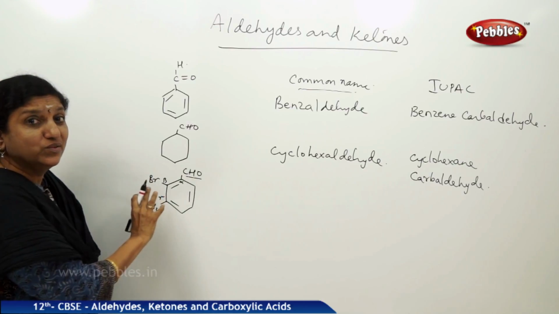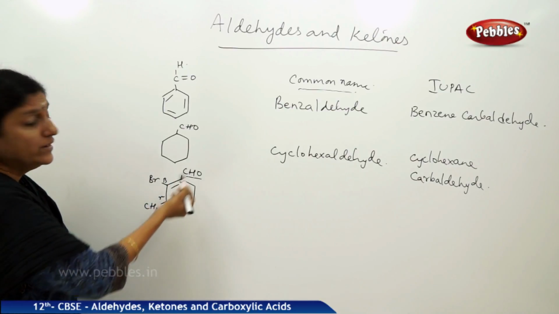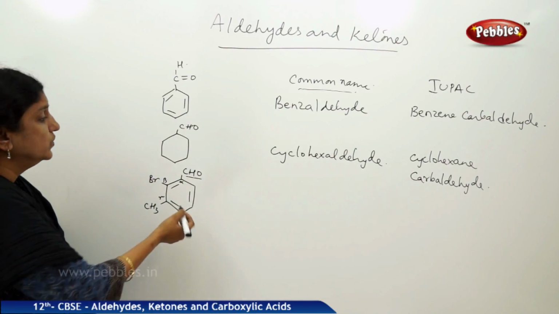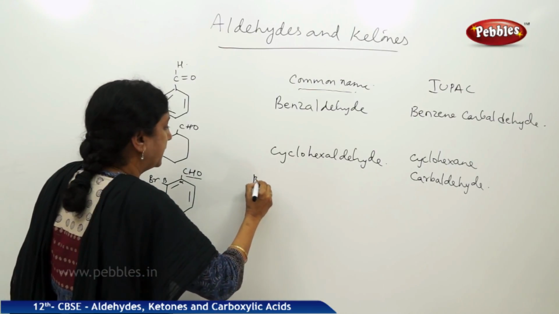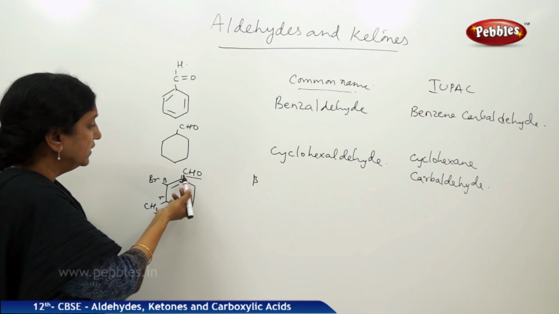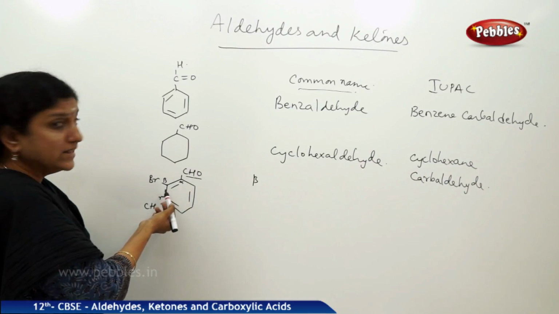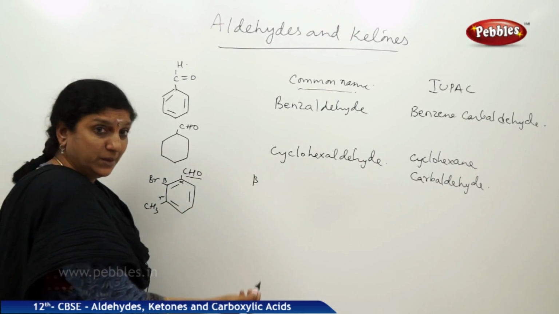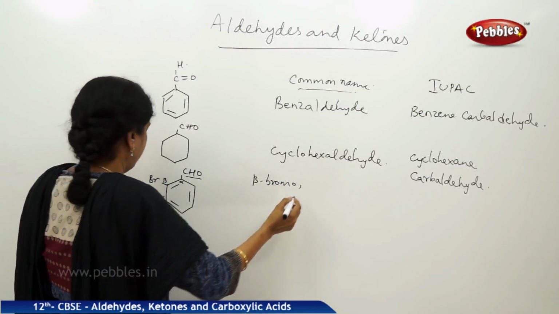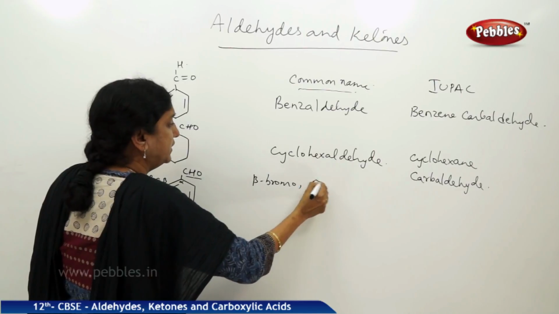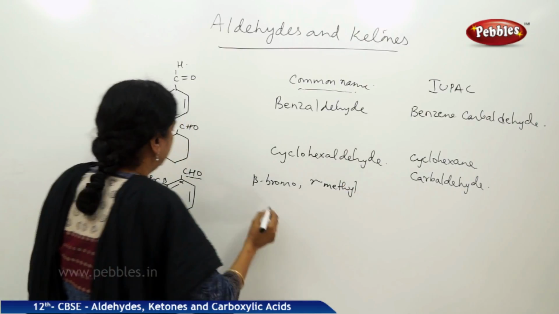So that indicates the position of the substituents, and this is benzene, so it is benzaldehyde. So the name of this compound becomes beta bromo. Why is it beta bromo? As we have seen, the carbon directly attached to the aldehyde group is the alpha carbon. Since it is attached at the next position, it becomes the beta position. So beta bromo. Then you have gamma methyl benzaldehyde.